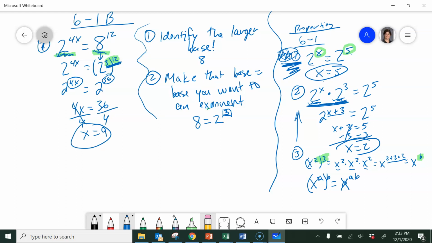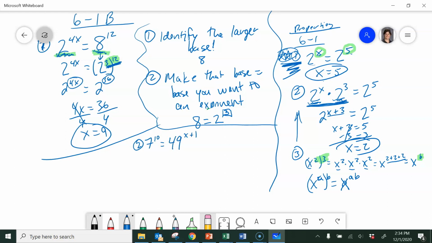Okay, I want to do just one more. And this one actually was in the video, but just in case you've forgotten about it. The second example I want to do of this is if we were given 7 to the 10th equal to 49 to the x plus 1.